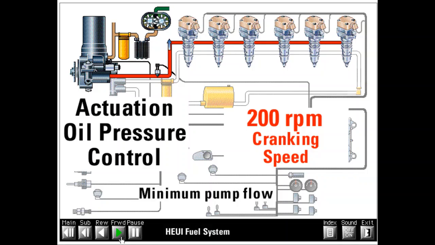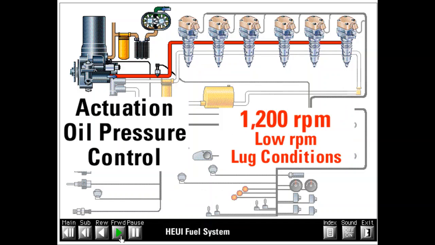During hot starting, the engine is hot and the oil is thin. In these conditions, the pump must produce 870 psi during cranking, when engine speed is only about 200 RPM. At low RPM lug conditions, the injectors are using maximum fuel at peak injection pressure. This means they require maximum actuation oil flow at peak actuation pressure. This is a very demanding requirement when the engine is only turning at about 1200 RPM.